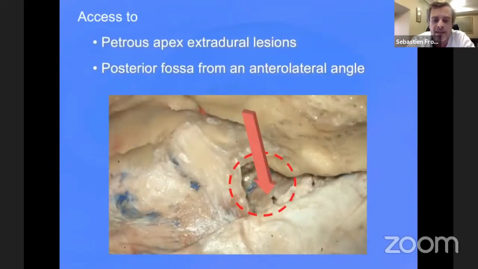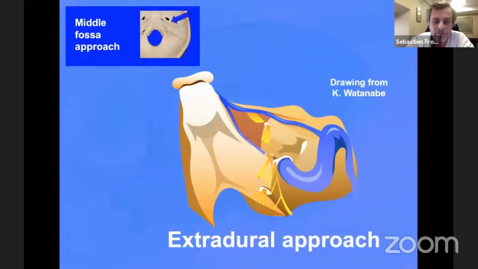So looking at this picture, you can understand that it's a great approach to reach petrous apex extradural lesions, for example. There are not so many types of lesion like this. Chondrosarcoma is a good example, but it's also a great approach to access the posterior fossa from an anterolateral angle.